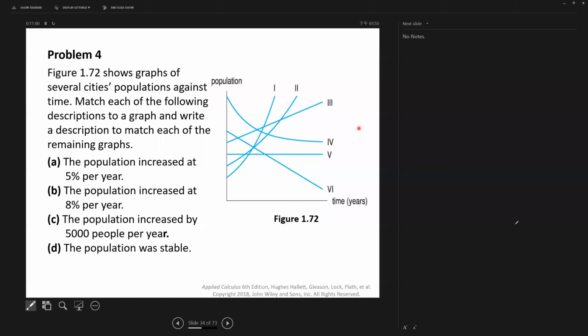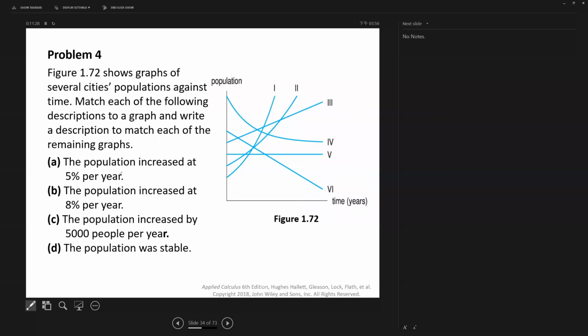All right, so here we have an example, mix and match. We have 6 graphs here and 4 parts to the question. We want to mix and match and see which one is which. A, population increases at 5% per year. B, population increases at 8% per year. C, population increases by 5,000 people per year. D, the population is stable.